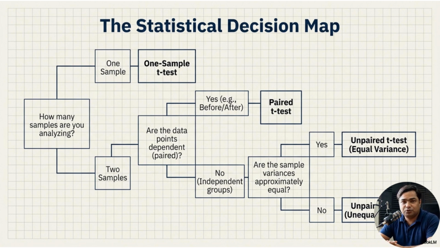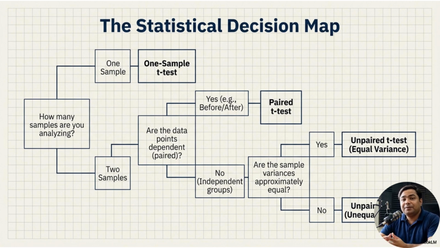Then we ask one more question. Are the variances approximately equal? If the variances are approximately equal, we use the unpaired t-test with equal variance. This is also called the pooled variance t-test. If the variances are not equal, we use the unpaired t-test with unequal variance. This is often related to Welch's t-test.